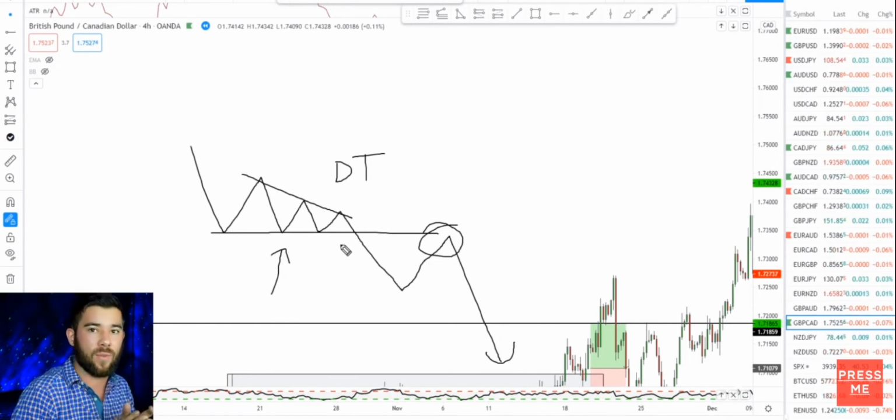So I like to wait on that pullback in terms of getting a better reward to risk on these trades.